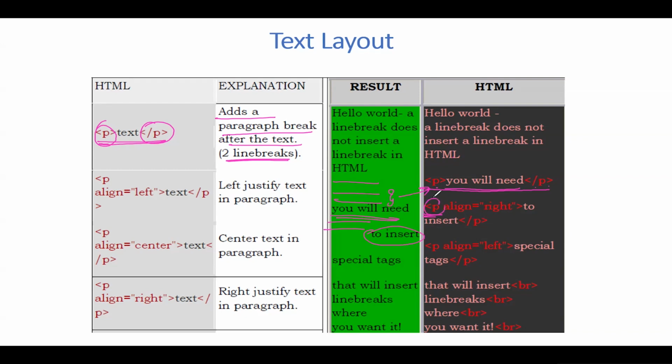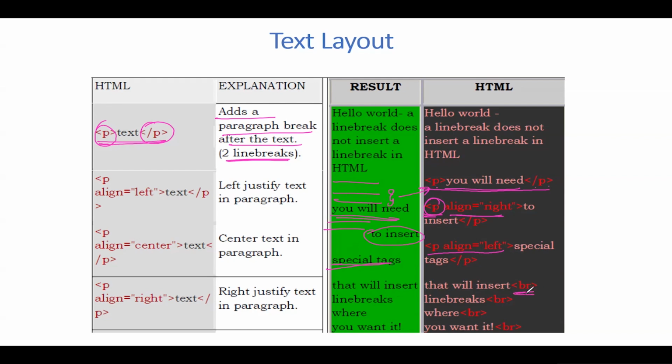Now here, apart from P, I have also used align is equal to right. So right alignment is where the content has moved to the right. Similarly, here I have P align is equal to left. The content has moved to the left. Now, here, what I have is align right. Yeah, so that is how it will work.